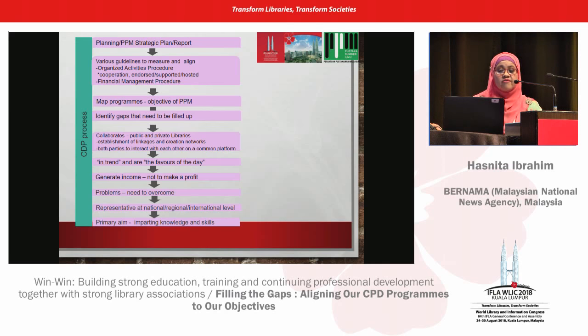We use various guidelines to measure and align according to our vision and mission. We have the organized activities and procedures, and also we have the financial management procedure. We map our programs in line with the objectives of PPM, and this is where PPM comes in. We identify the gaps and we fill up the gaps, and we collaborate with public and private libraries, especially the National Library of Malaysia, and we establish linkages and create networks for both parties to interact with others on a common platform.